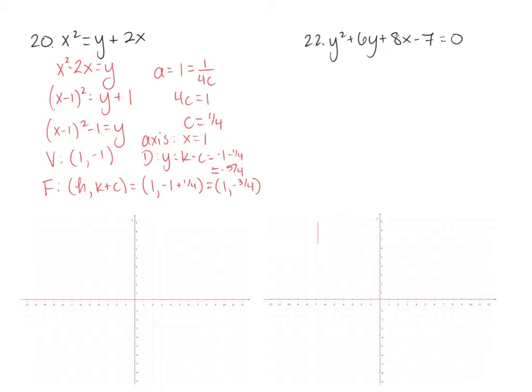So vertex first, 1, -1. Focus is 1, -3/4. So that's going to be about there. It's a little high, but that's okay. And then the directrix is going to be y equals -5/4. So that's going to be right underneath that. And then my axis of symmetry is x equals 1, which I'm going to draw in a different color.